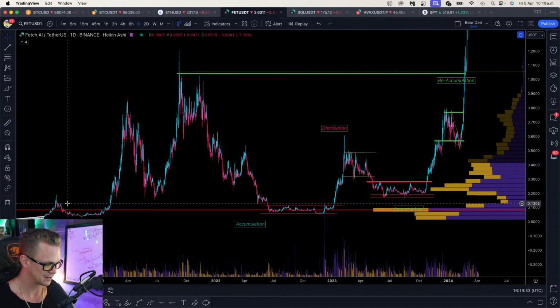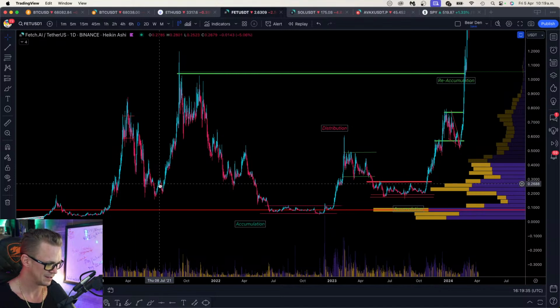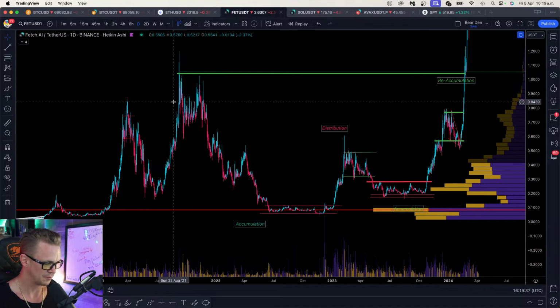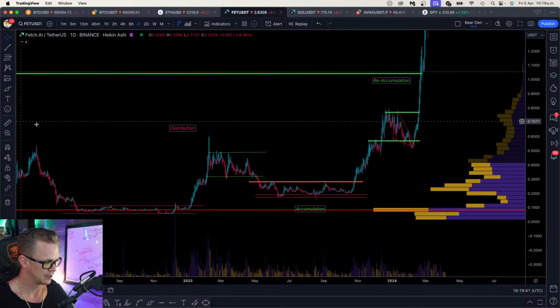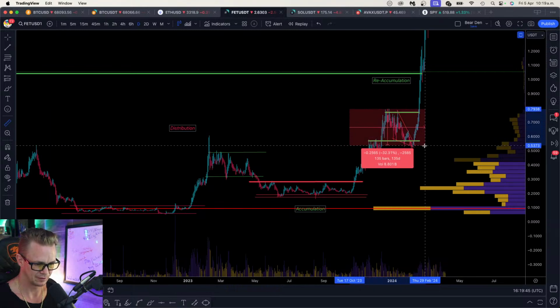So in the first market cycle, at least twice before the final peak, Fetch came down 80%. And the biggest drawdown we've seen so far in Fetch is like 30%.